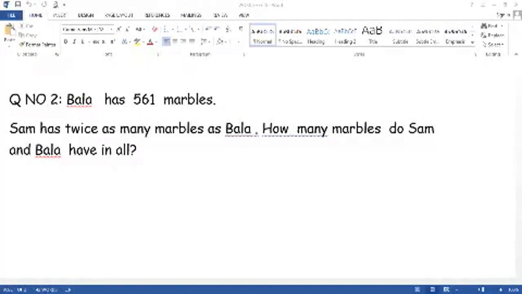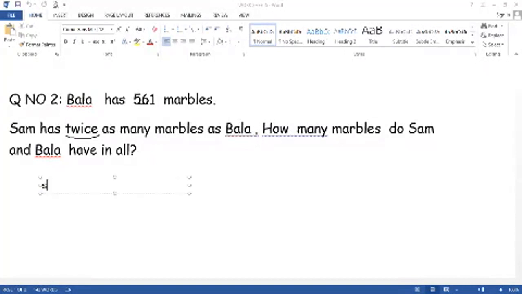Now my students, understand the concept that Bala has that many marbles and Sam has twice, which means two times as many marbles as Bala. Twice means two times, so you are going to multiply this value by two. At the end they're asking how many marbles do Sam and Bala have in all. Have in all means total marbles. So simply you will write it down as a number statement.